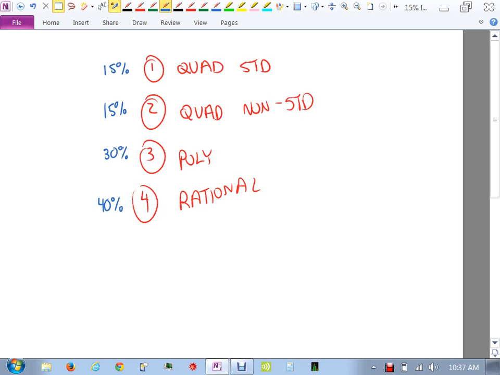So what I would suggest you do, when you get to the test, is focus a lot of your energy on the rational and the polynomial first. Get those done correctly. I would hate for you to do the first 2, get them perfect, and then the other 2 you can't figure out and you get a 30 on the test. It would be better for you to get a 70 and not have enough time to finish one of the quads. You know what I'm saying?